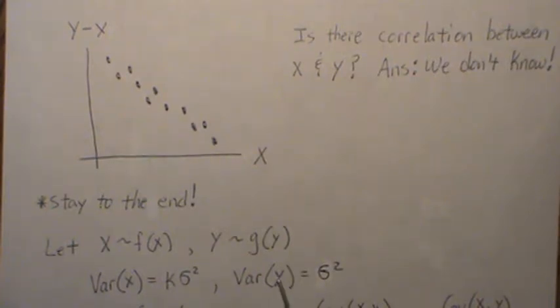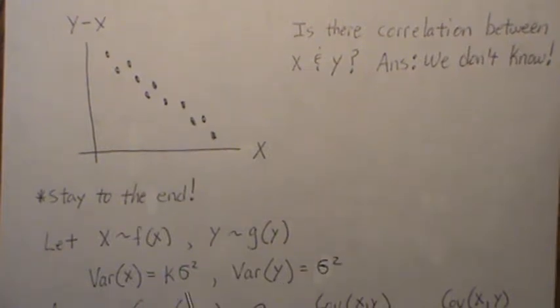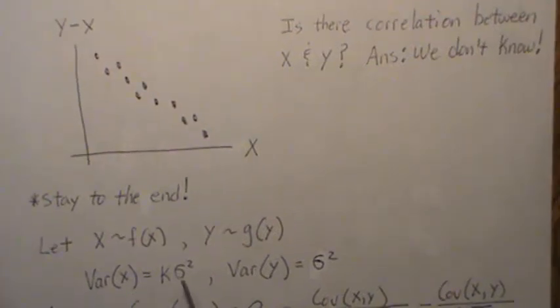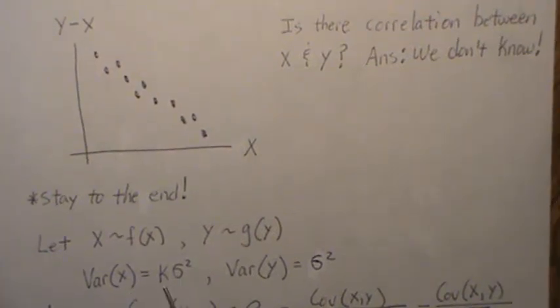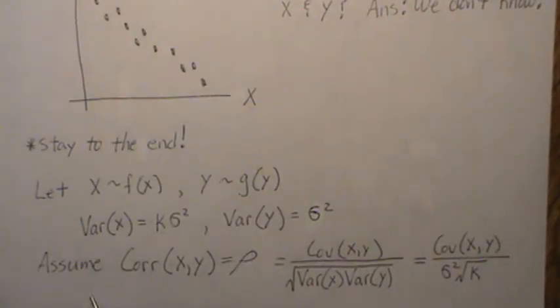So here we assume the variance of Y is sigma squared, and the variance of X is some constant K times sigma squared. So if K is 1, they're equal. If K is greater than 1, the variance of X is larger. If K is less than 1, then the variance of X is smaller than Y. Now let's assume there's a correlation between X and Y. And ultimately, that's kind of what we're after anyway.